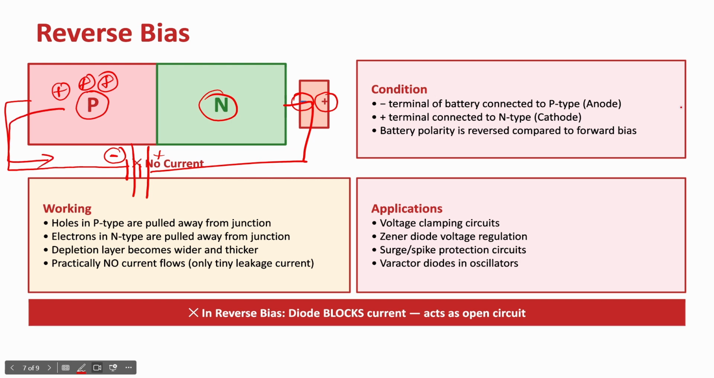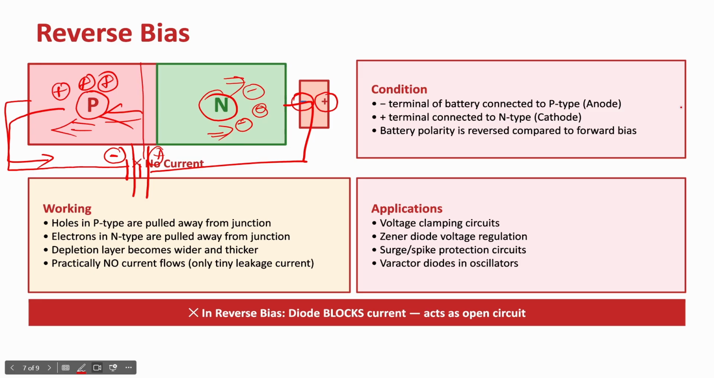The holes are trying to move towards the battery, not towards the junction. So away from the junction is in this direction. The holes are trying to move away from the junction. So electrons in the n type are pulled away from the junction. So here also a positive charge. The negative charges are attracted towards the positive charge, so the electrons also move away from the junction. So the depletion layer becomes wider and thicker.